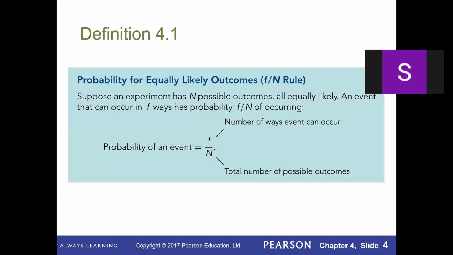This is the formula for calculating the probability of any event. In the numerator we have the number of ways in which the event can occur, and in the denominator we have the total number of possible outcomes. When we calculate this fraction, we'll get the probability of an event, which will be between 0 and 1.